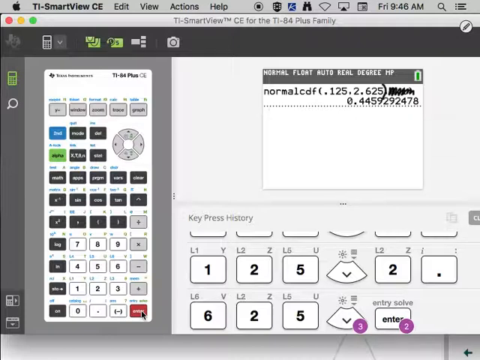And again, common practice, how many decimals did I say we usually show when it comes to probability? What's common? 4 decimals, yeah. So 0.4459.